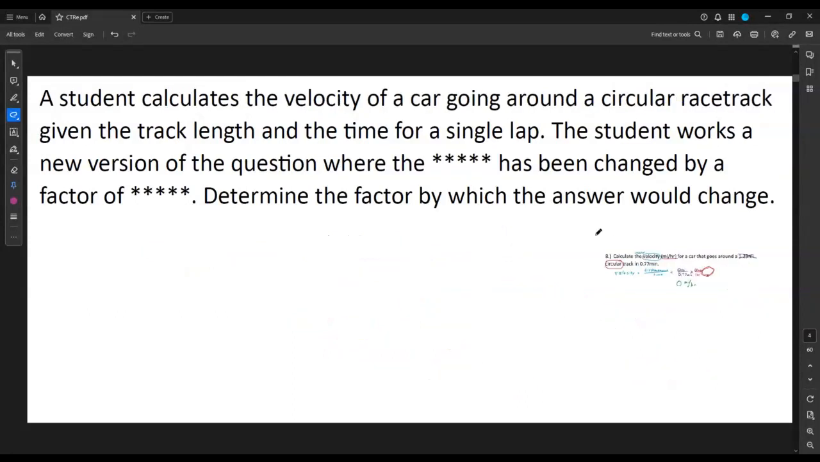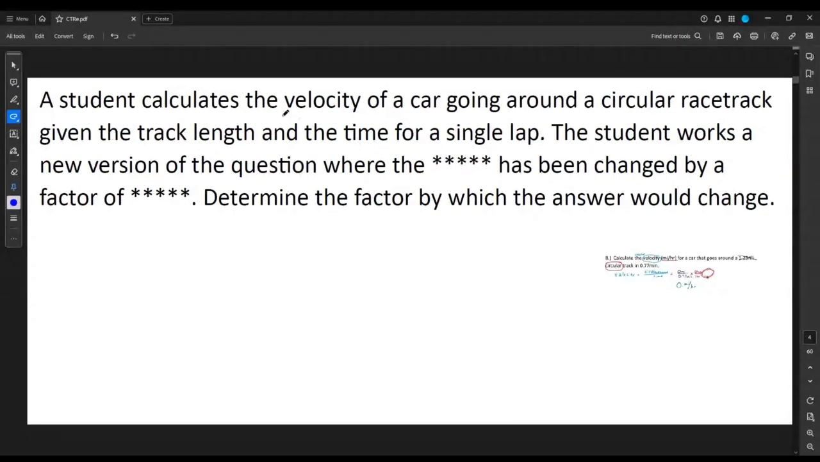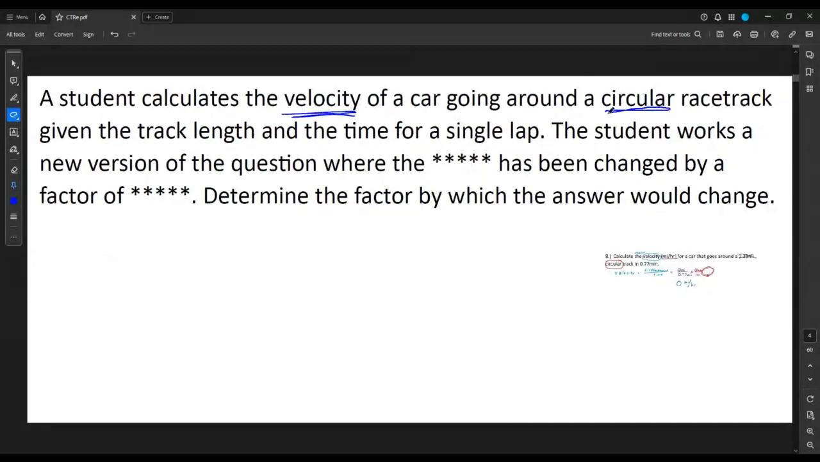Now, the next question is almost the same, but here we're looking at velocity and a circular track. So this was still from week 1A. This was question 8, the follow-up to the previous one from our previous work. Velocity is usually represented by a lowercase v, is displacement divided by time. Okay, and so typically that would be d over t.